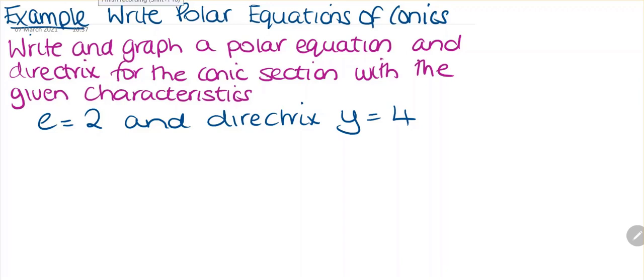So example 2, write polar equations of conics. Write and graph a polar equation and directrix for the conic section with the given characteristics. So we're told that e is 2 and directrix y is equal to 4. So what do we know about e equals 2? When e is greater than 1, then our conic will be a hyperbola.